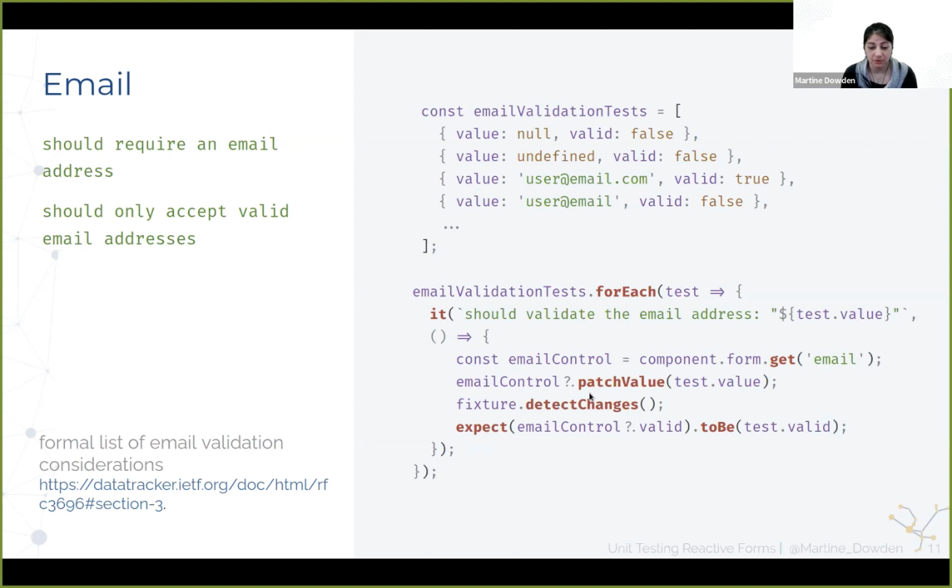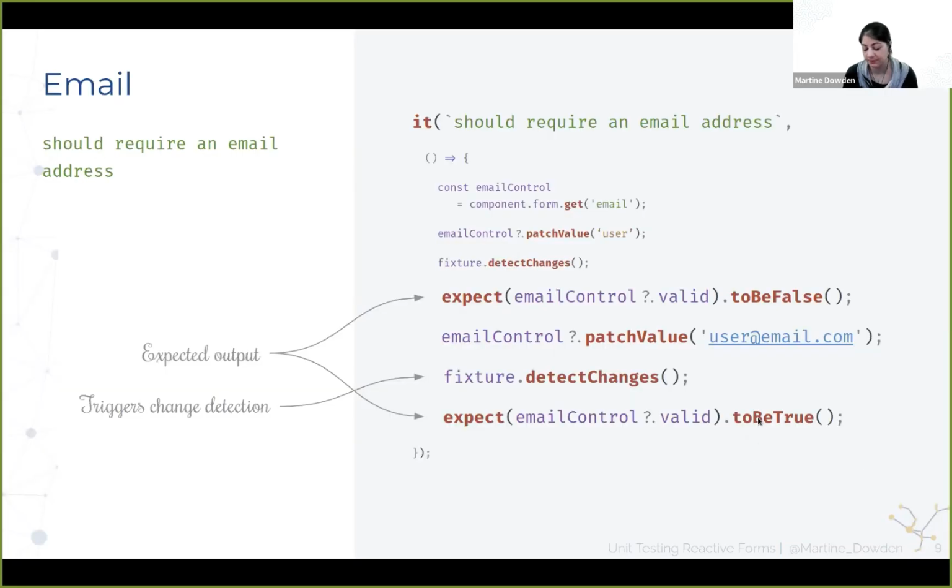We find the control, we patch the value, we trigger change detection, and then we look to see if the validity we got is supposed to be yes or no. So before, if we go back one or two, I was using toBeTrue or toBeFalse, right?